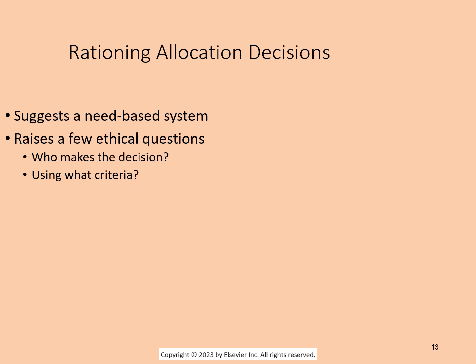Okay, rationing and allocation decisions. There could be some ethical questions about that. Who makes the decision? Using what criteria? An example would be during COVID. Everybody couldn't get the COVID vaccine. You had to have a pre-existing condition or be over the age of 65, I believe. So again, there were some ethical concerns about that.